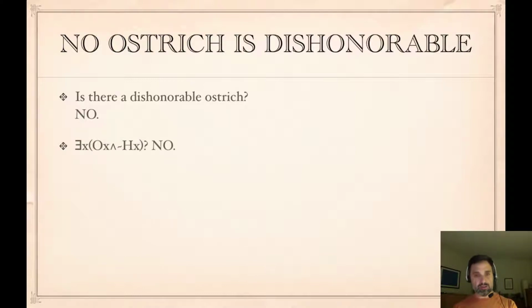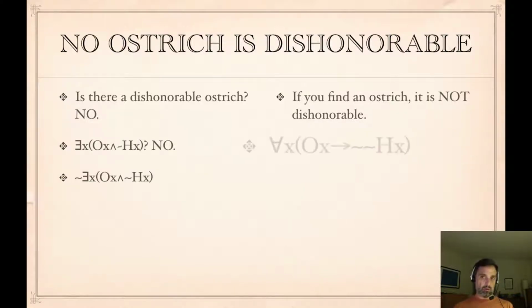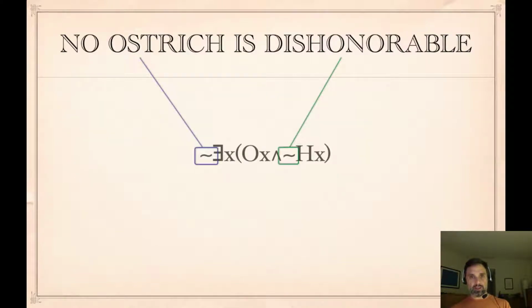So is there some x such that it's an OX and it's a non-HX? Is there a thing that is an ostrich and dishonorable? No. So no x, not some x, OX, and not HX. Or you could symbolize it this way. If you find an ostrich, it is not dishonorable. So for each x, if OX, then not not HX.